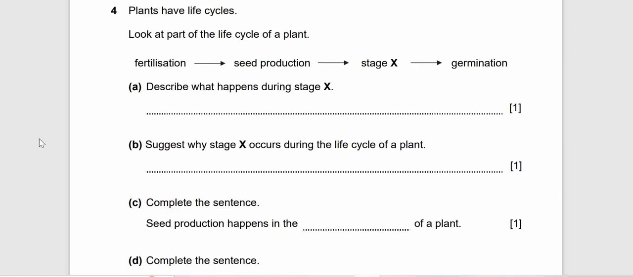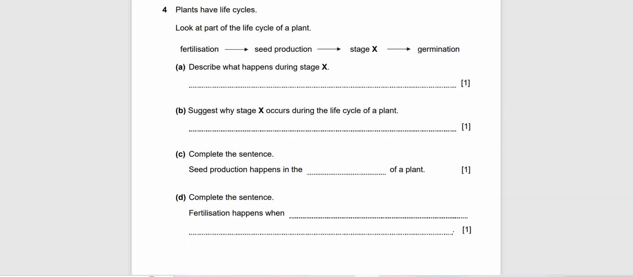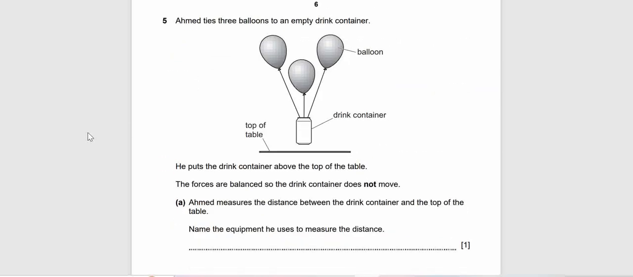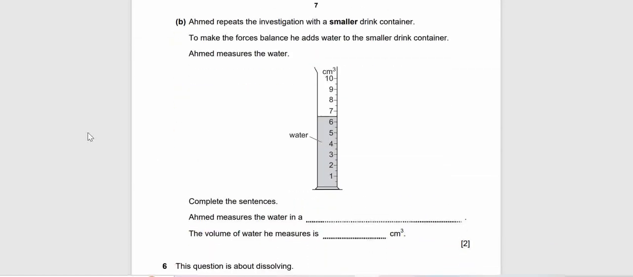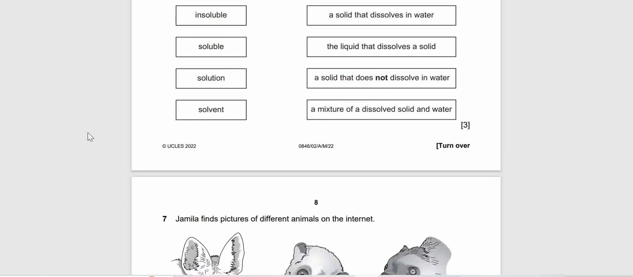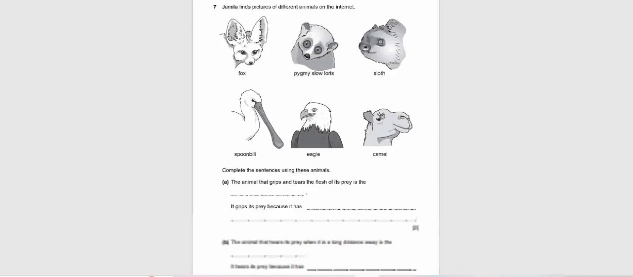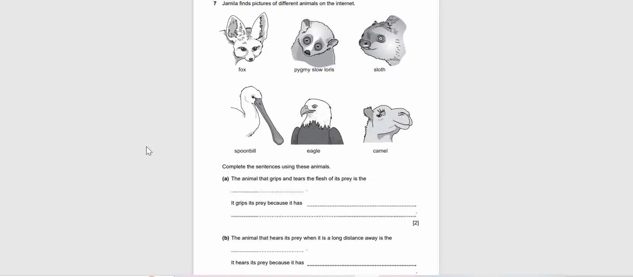Next, this is question 4A, B, C, D. This is question 5A. This is question 5B. This is question 6. This is question 7, A and B.